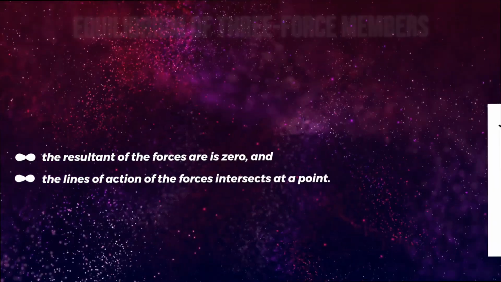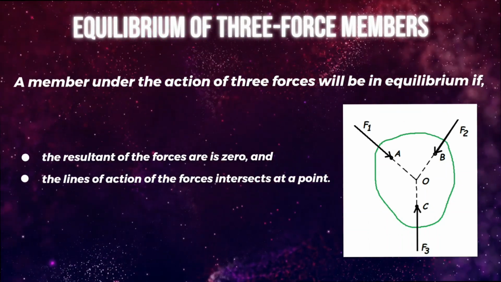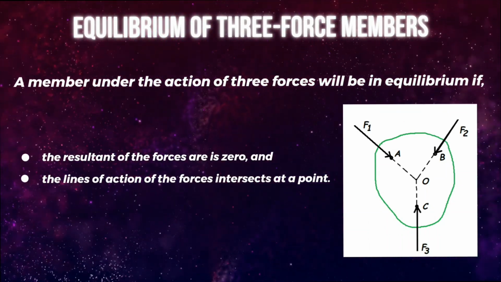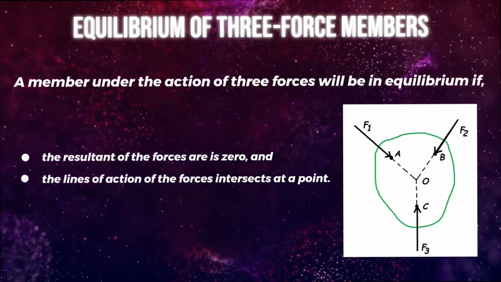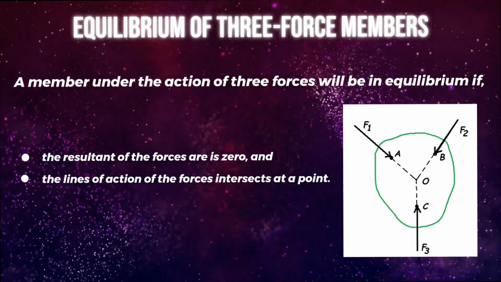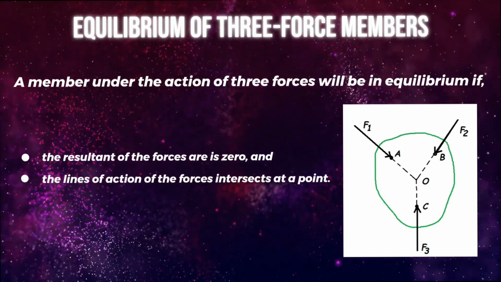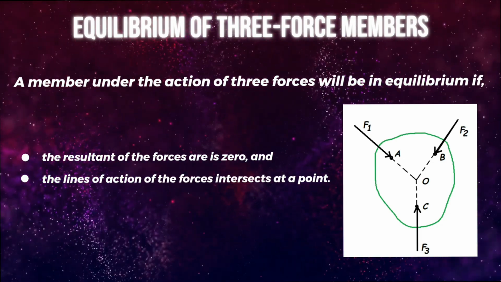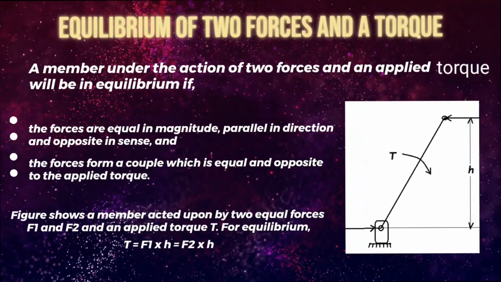Equilibrium of three force members. A member under the action of three forces will be in equilibrium if the resultant of the three forces is equal to 0, and the second condition is the lines of action of the forces intersect at a single point, which is called the point of concurrency.